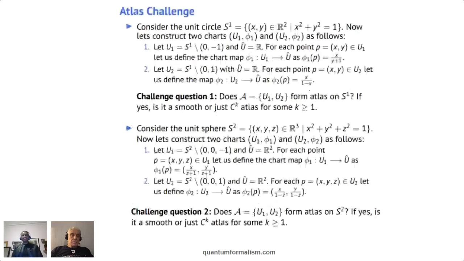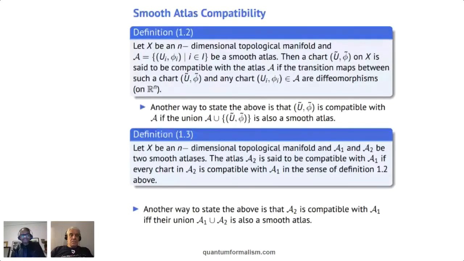And now finally, the definition of compatibility that I was just mentioning. When you have an n-dimensional topological manifold together with a smooth atlas A, another chart on the manifold, let's call it U tilde, phi tilde on X, is said to be compatible with the atlas A if the transition maps between U tilde, phi tilde and any other chart in the atlas are diffeomorphisms. Okay, but diffeomorphisms, remember, on Rn, because the transition maps are again maps on Rn. If that happens, we say that this chart is compatible.